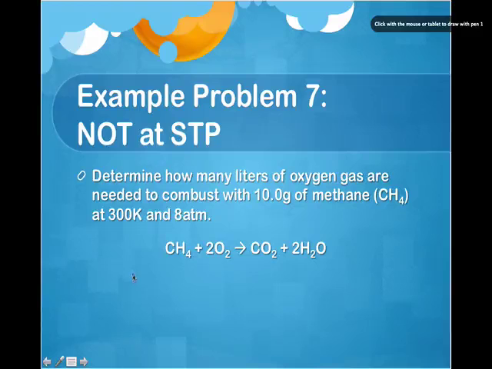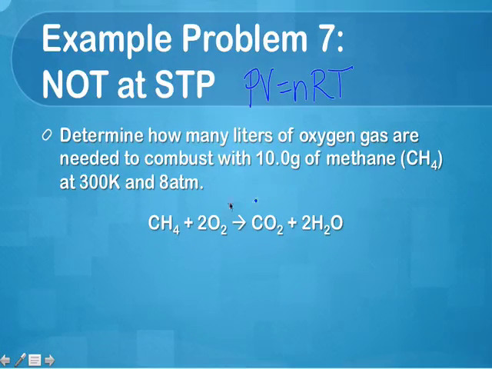All right, last problem. Determine how many liters of oxygen gas are needed to combust with 10 grams of methane at 300 Kelvin and 8 atmospheres of pressure. These are not at STP conditions, so again, I'm going to have to incorporate PV equals nRT when I'm solving this problem. You need to make sure you have a balanced chemical reaction. I'm starting with 10 grams of methane and they're asking for liters of oxygen. So how many liters of oxygen do I need? This one is going to be worked backwards compared to the one that we just did.